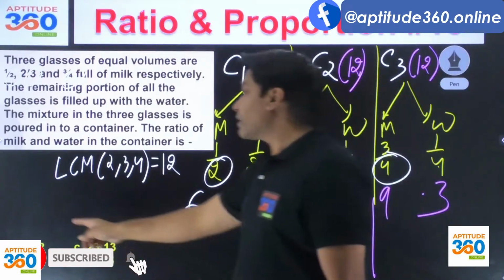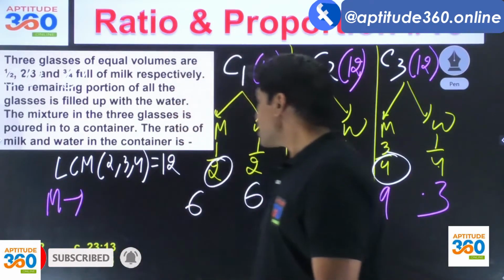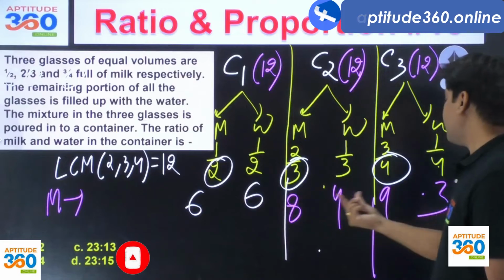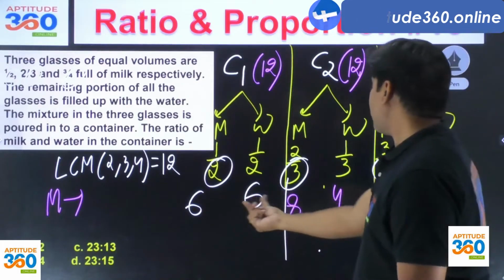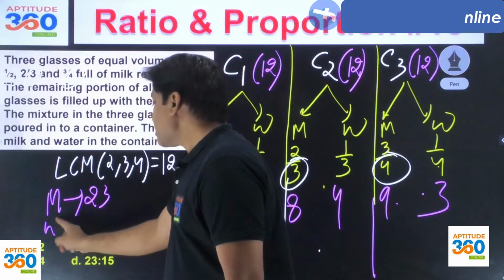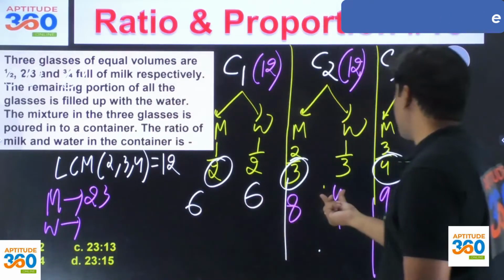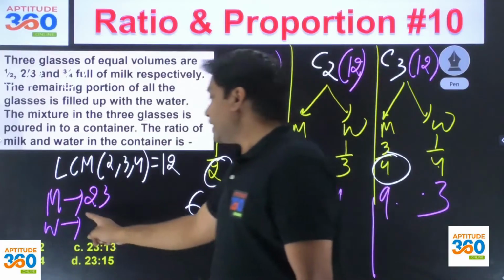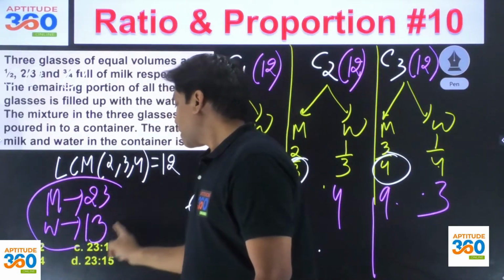So how much is milk that we have? Milk is equal to 6 plus 8 plus 9. So this is coming out as what? 14. 14 plus 9, 23 liters. Whereas water is how much? 6 plus 4 plus 3, which is 13 liters. So what is the ratio?